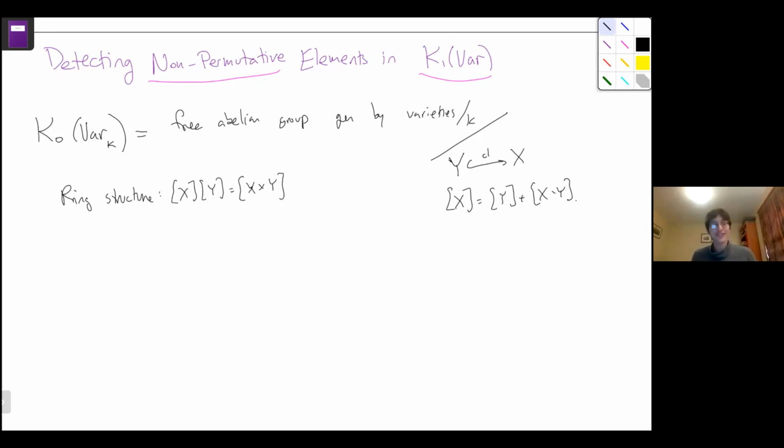Now, the converse isn't necessarily true. In fact, the question of if two varieties are equal in this ring, what do we know about them? This is a really difficult question, and there's a lot of stuff we don't know. So this is a really complicated, interesting ring.